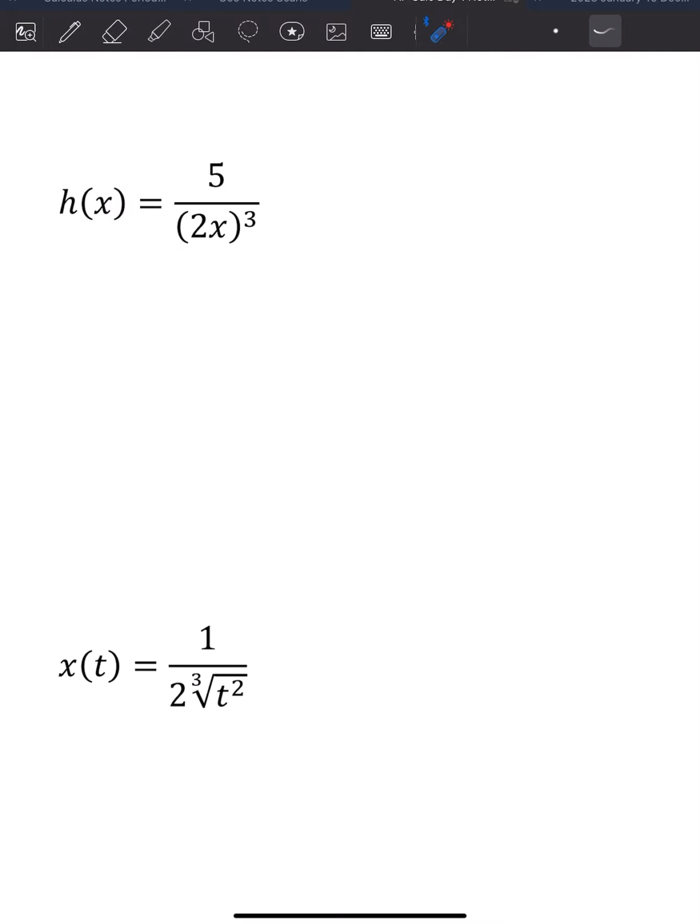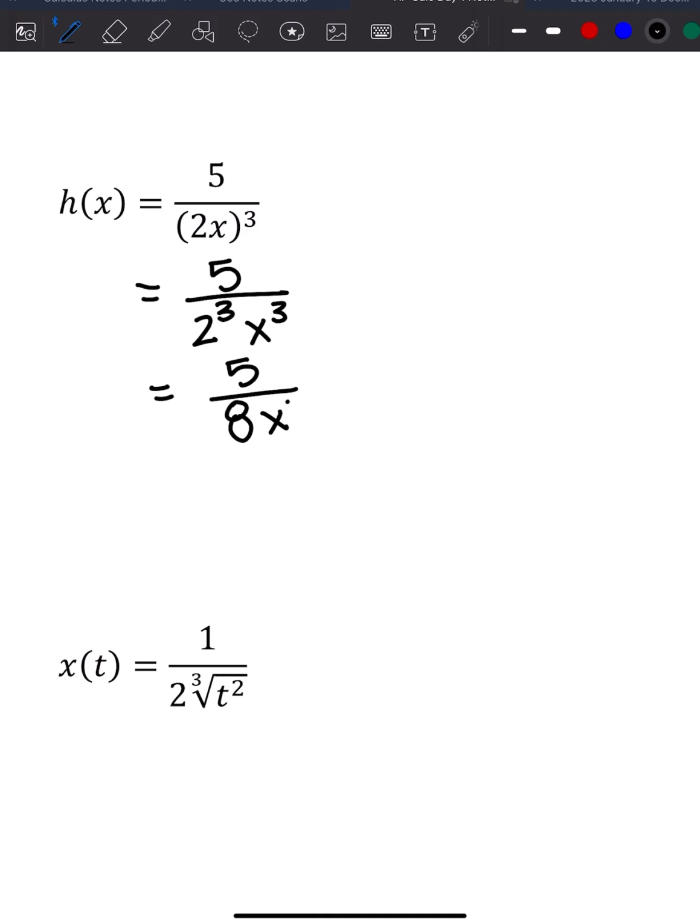We have something like this where we need to kind of change what it looks like still. So the first thing I'm going to do is deal with this exponent. So I have 2x cubed, that's 2x times 2x times 2x, or I can think about it as 2 cubed times x cubed. So 2 cubed is 2 times 2 times 2, which happens to be 8. And we have an x cubed. Okay, well, we don't want the x in the denominator, so we need to move it out. When I move it out of the denominator, we are going to have a negative exponent. So I have 5/8 x to the negative 3rd power.